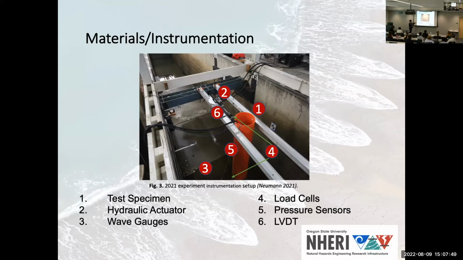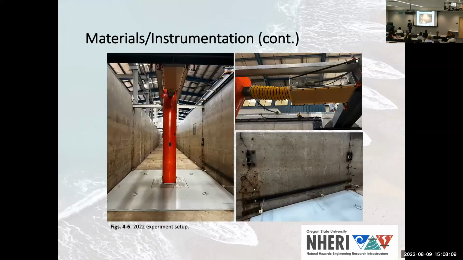We also had some wave gauges on the side to measure the free surface of the water. We had some load cells on the hydraulic actuator to measure the loads being applied, and at the bottom, for our own sake, to make sure it was running smoothly. We also had some pressure sensors along the front face of the cylinder when the waves came in, and an LVDT which measured the displacement of the cylinder.